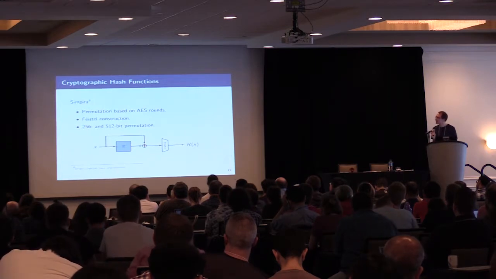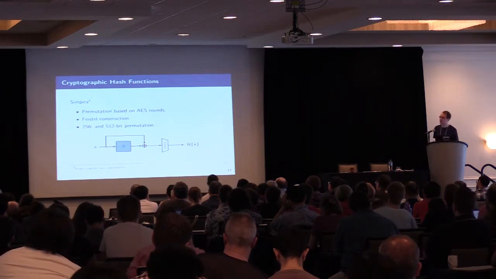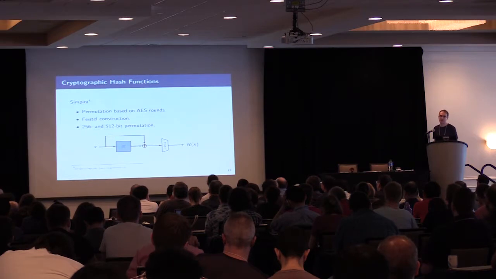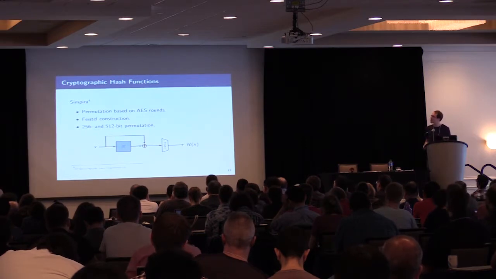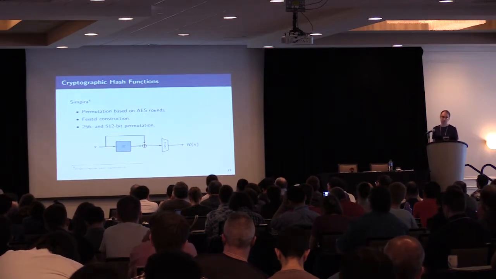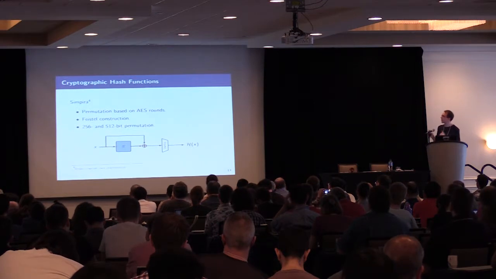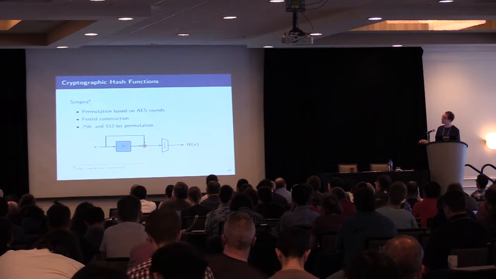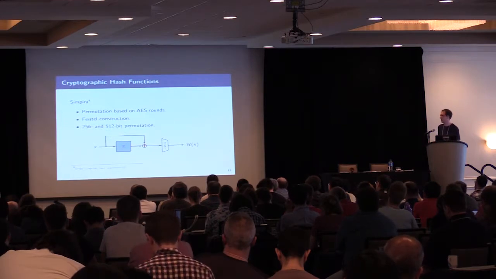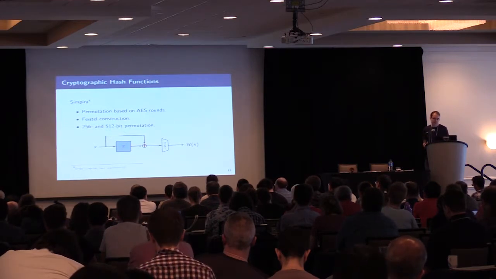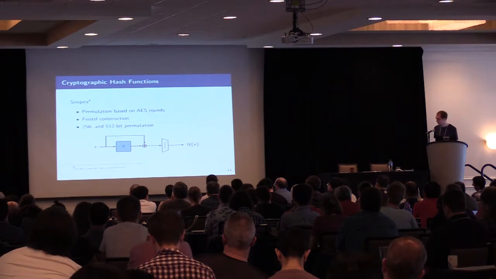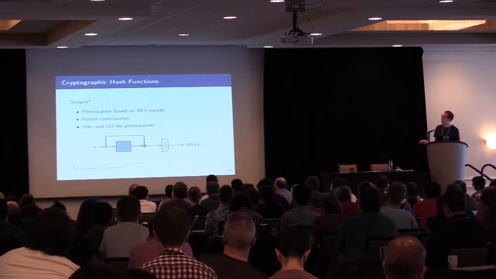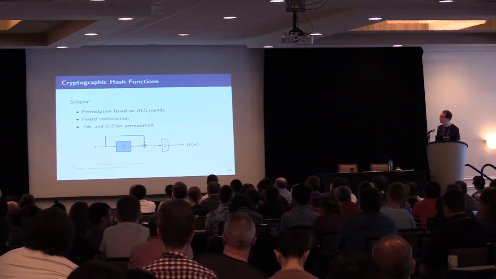A very, very similar proposal is Simpira. It also uses the same idea. We just use the AES round function, but in this case it's a Feistel network. So we either have 2 or 4 branches if we want to have the 256 and 512-bit permutation, and then we iterate that for a certain number of rounds. And we can plug it in the same construction as proposed in the Haraka paper.